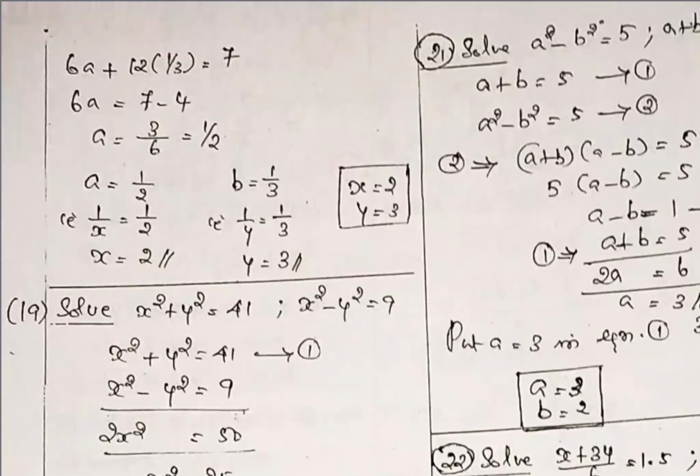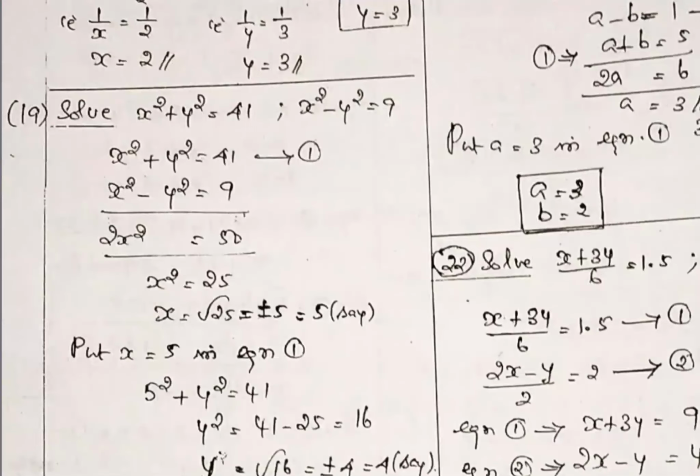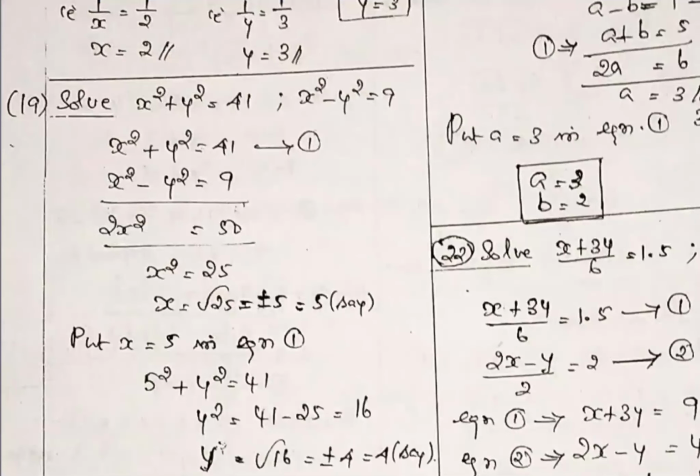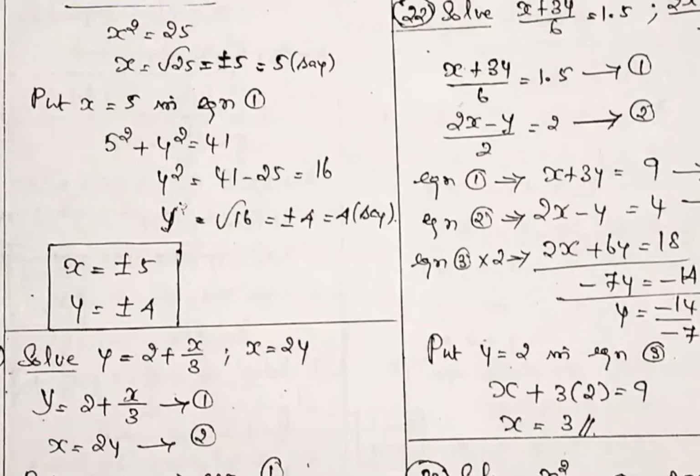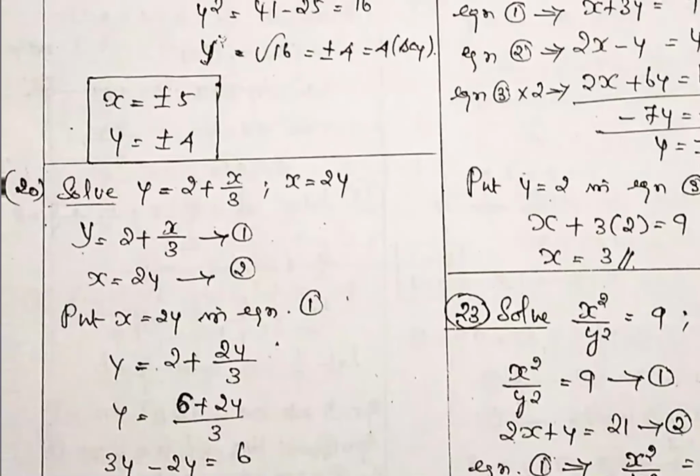Problem 19. x square plus y square is equal to 41. x square minus y square is equal to 9. Just add the equations. You are getting 2x square is equal to 50. From this x, you are getting plus or minus 5. It is an easy problem, normal examination. You substitute in any one equation, you will get y is equal to plus or minus 4. Two answers because it is a quadratic equation. Problem number 20 is also important for examination.